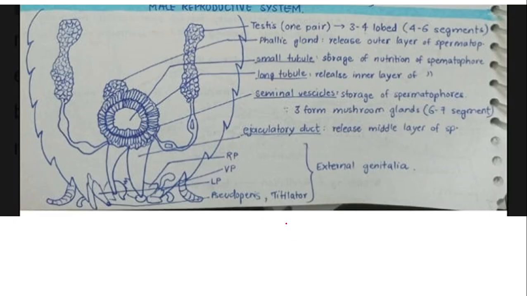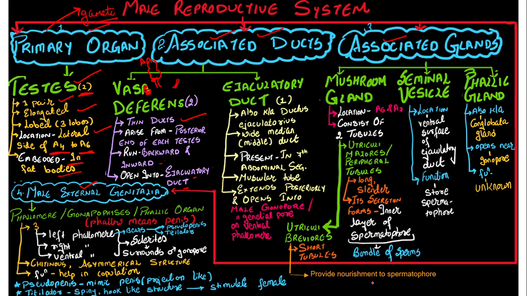Now let me show over here. So this 1 2 3, 1 2 3 testes. Okay, 3 lobes are present, which is connected with a thin duct. We call it as vas deferens. Okay, these vas deferens are going to open into the common chamber. We call it as ejaculatory duct. Like this it will be, right? So ejaculatory duct is thick as compared to the vas deferens, and it is also called as ductus ejaculatorius.